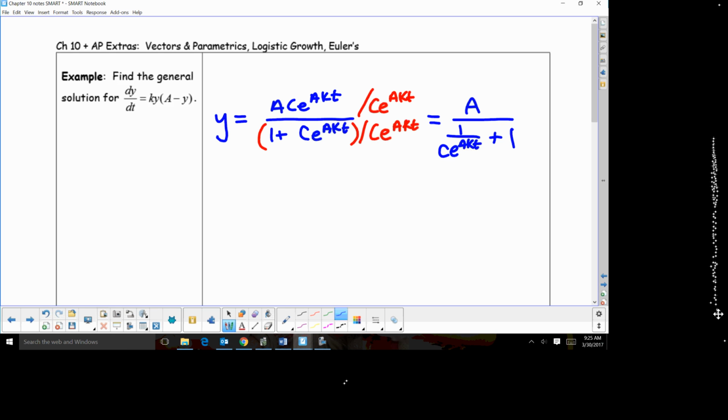Now we're really close. That's basically 1 over c times 1 over e to the akt. Yes? So 1 over c is just c, and then 1 over e to the akt is e to the negative akt plus 1.